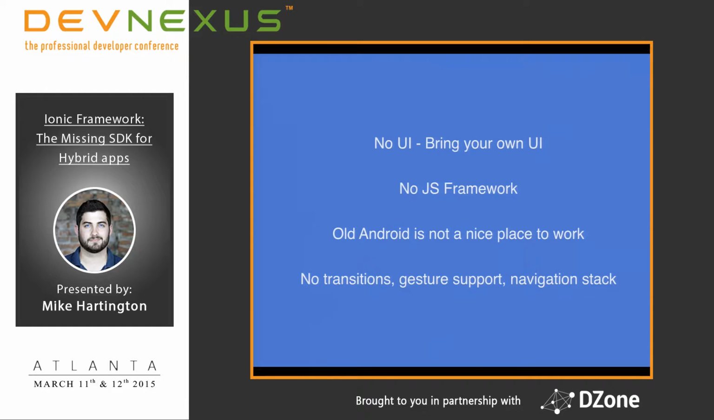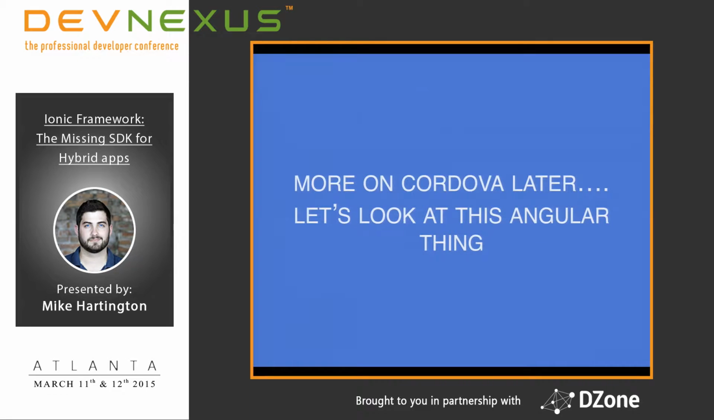And this last one, it's true for native development as well. Old Android is not a nice place to work. If you've ever done any kind of mobile web design, you'll have to deal with Android 2.3, because that is still around for some reason. It essentially becomes the IE6 of the mobile web. So that was a quick little overview of Cordova.